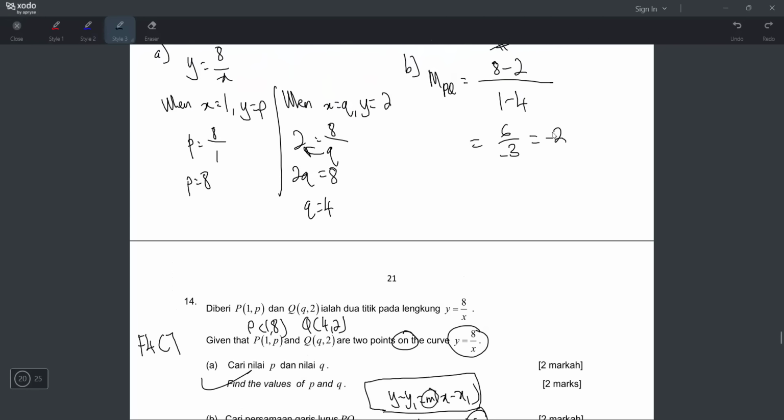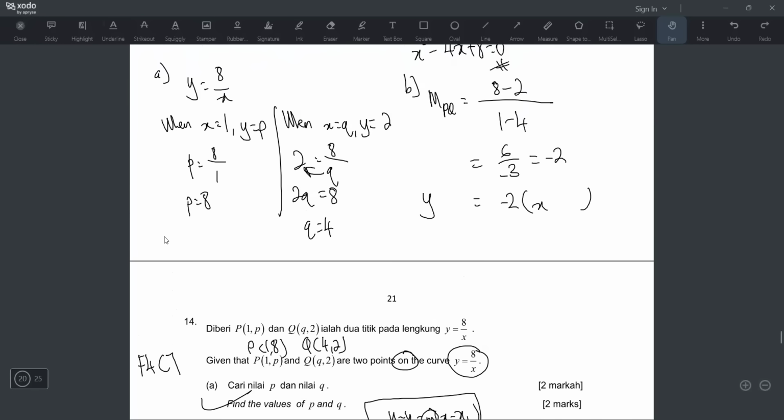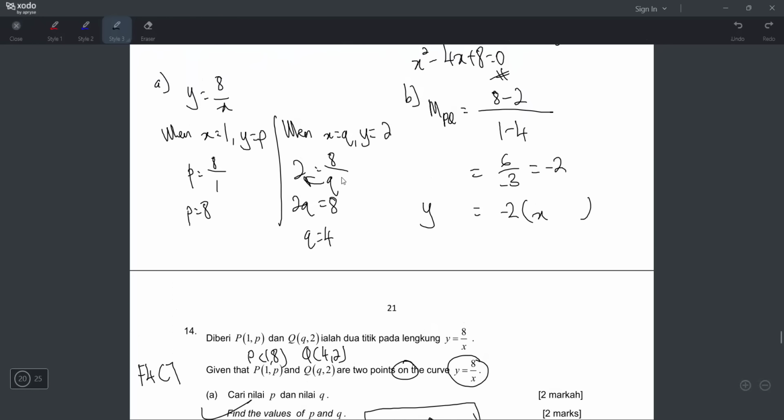And then later the gradient kena masuk -2 lah. So it becomes y minus something, x minus something, this one -2. And for the point x1, y1, you can ganti point P pun boleh, point Q pun boleh. Asalkan dia ada passes through, then boleh already. So dua-dua pun ada passes through, so dua-dua boleh. Okay, I want to use 4, 2 lah.